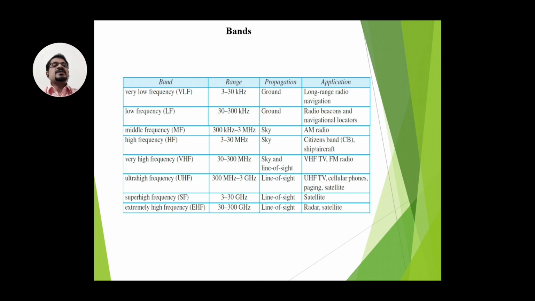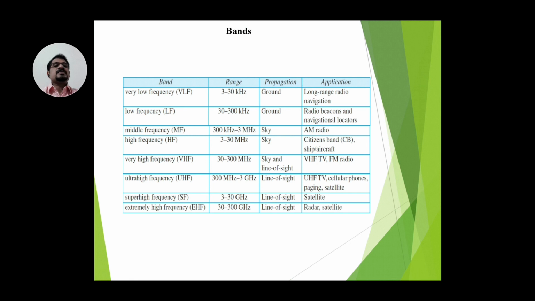And the middle frequency, MF, is for 300 kilohertz to 3 megahertz. It is used for sky propagation and AM radios. And the high frequency, HF, is for 3 to 30 megahertz, and that is also used for sky propagation, where citizens' band radio and ship and aircraft communication will be used.